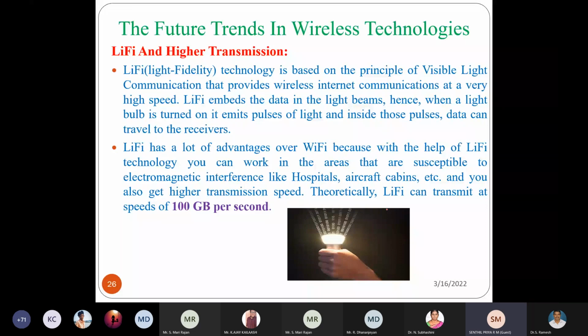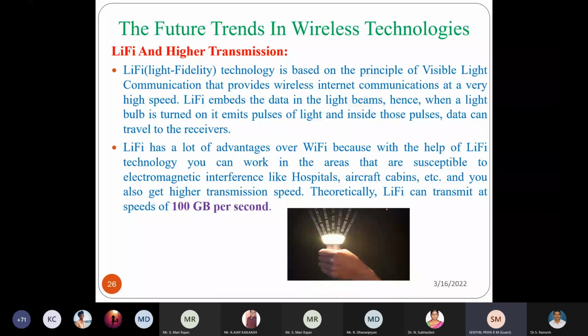But in Li-Fi, we are going for a higher transmission system. We are going to avoid electromagnetic interference, and the speed is increased drastically. Hacking is also somewhat harder, as one will not be able to capture the particular timing, because the light travels at the highest possible speed. So that is a future trend: Li-Fi and a higher transmission system.